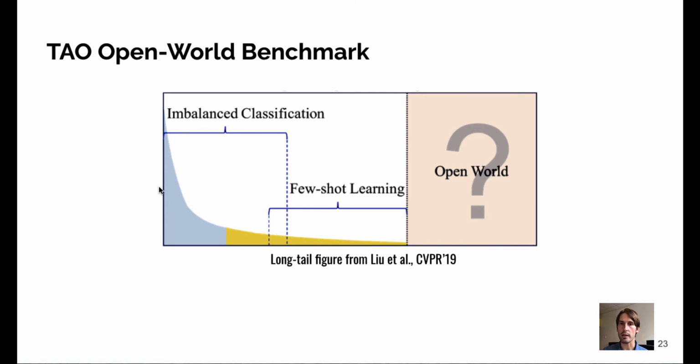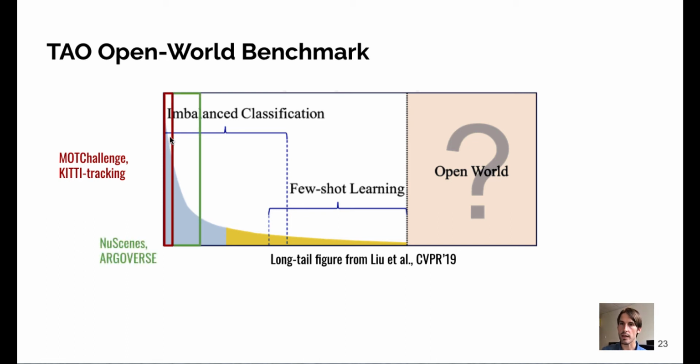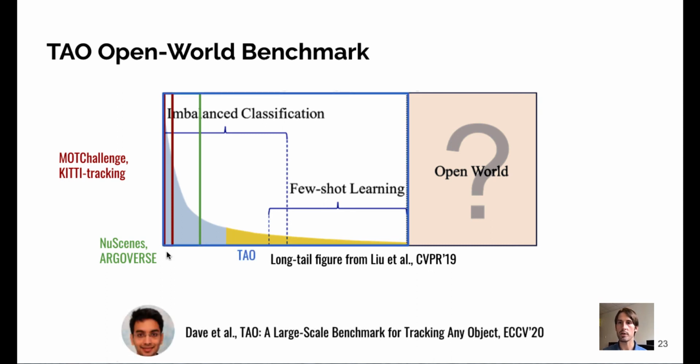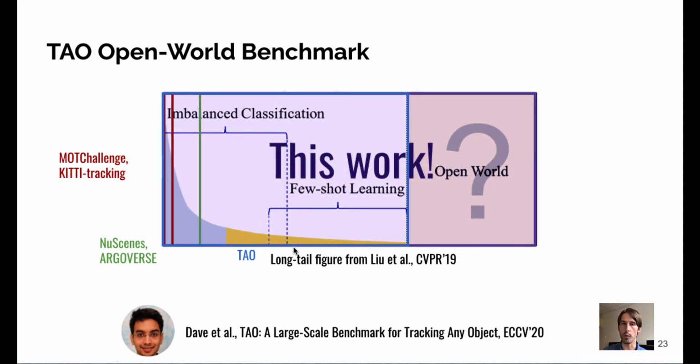To put this into perspective in relation to existing tracking benchmarks, if we look at this class distribution, MOTChallenge and KITTI tracking cover mainly tracking of the most frequently observed object classes such as cars and pedestrians, and the recent automotive datasets expand this a bit, covering a broader range of object classes. Recently, our collaborators at Carnegie Mellon published this wonderful TAO dataset that enables us to study multi-object tracking in this long tail, but this dataset or task still focuses on the closed world regime. In this work, we really take tracking even further, wide into the open world.